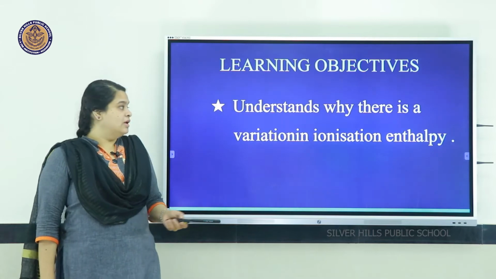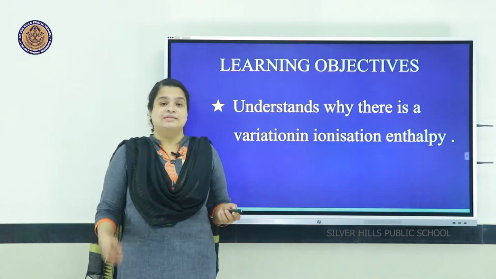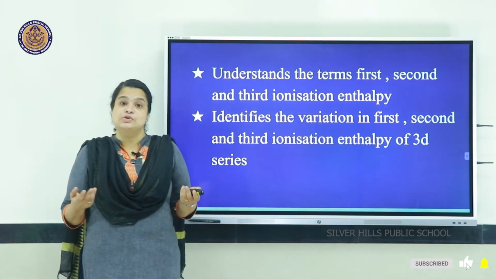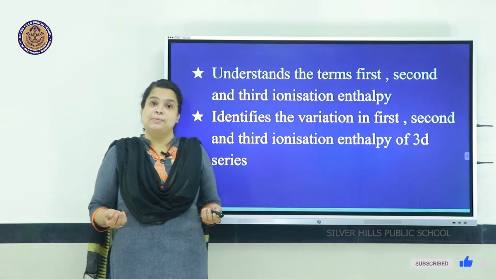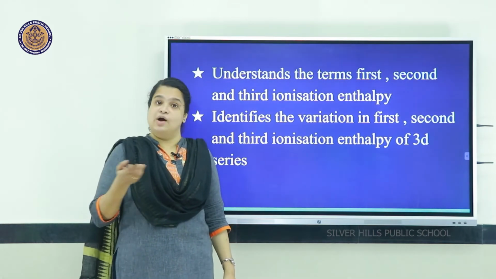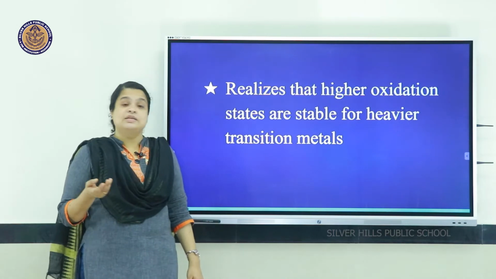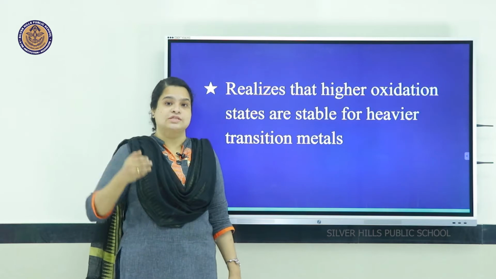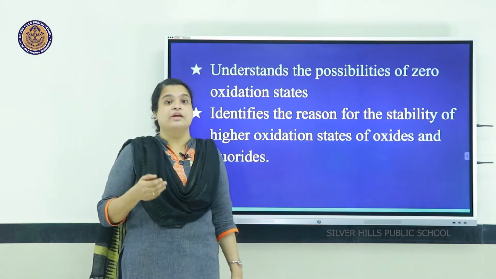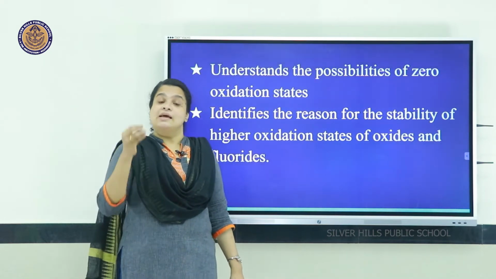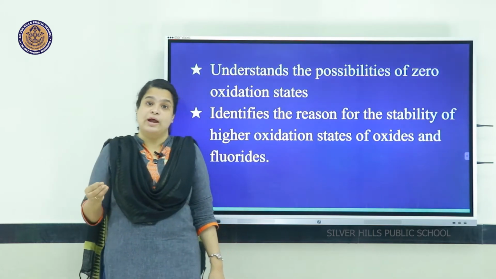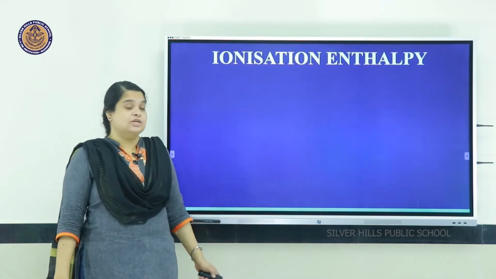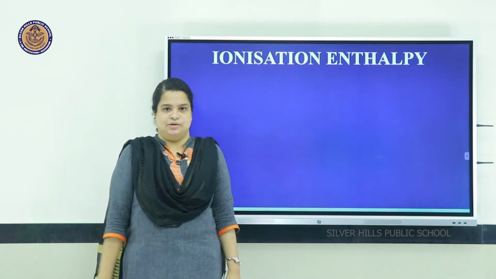We will be going through the variation in the ionization enthalpy, that is along the period and down the group. We will also be understanding new terms like the first ionization enthalpy, second ionization enthalpy and their variation. We will be discussing oxidation state, that is, d block elements can form higher oxidation states. There are certain metals which even have zero oxidation state, and in certain compounds like oxides and fluorides they even show the highest oxidation state. So, all these variations will be explained in this session.